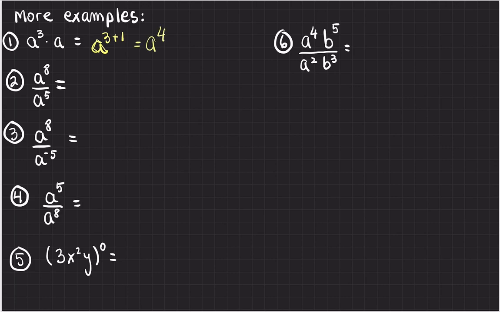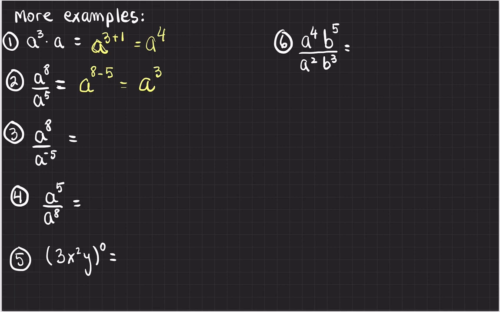The next one, I do have the same base, but this time it is division. So I have to look at the second property for division and same base. That property says if you have the same base and it's division, you keep the base and you subtract the exponent that is in the denominator. Okay, so this would be a, and 8 minus 5 is 3. So my answer would be a to the power of 3.